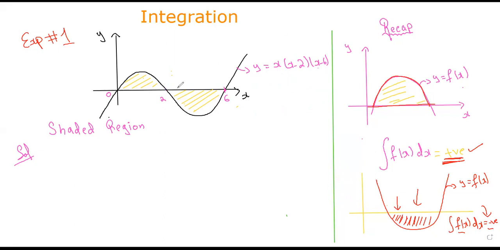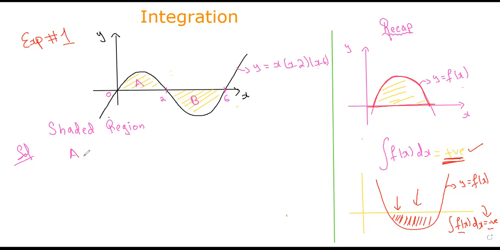Right. Now, what is the idea? We need to find the shaded region. Whenever you are asked to find the shaded region, you are going to integrate. Let's say this is area A, and this is area B.